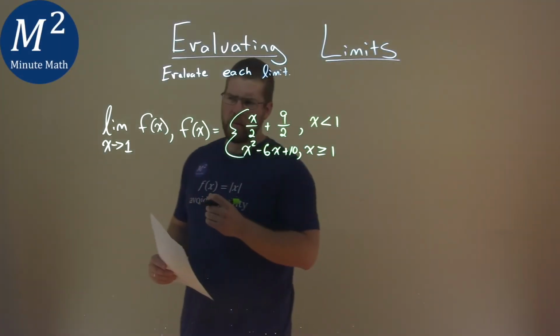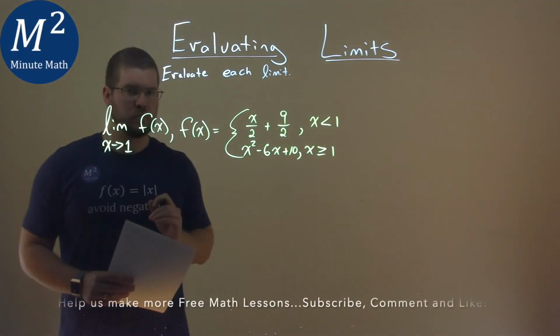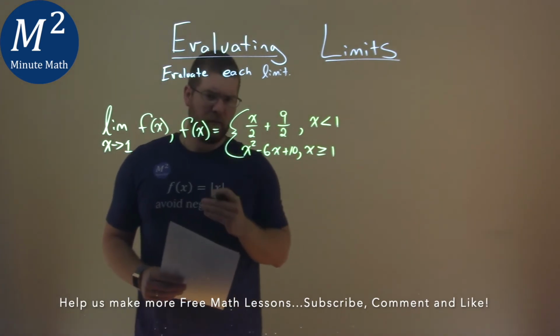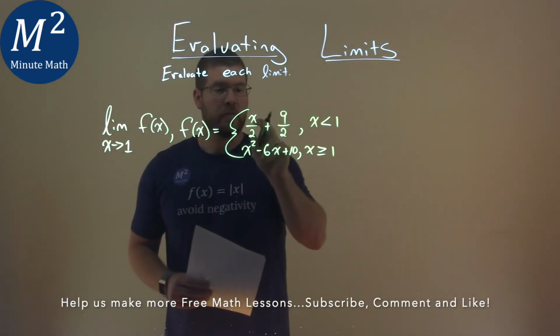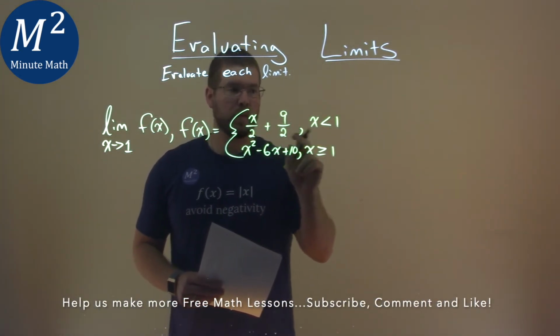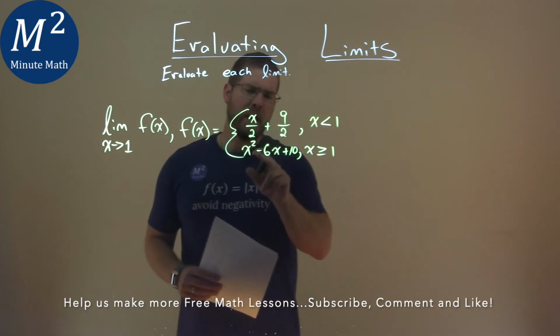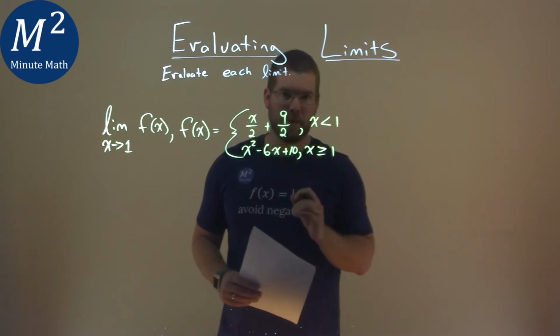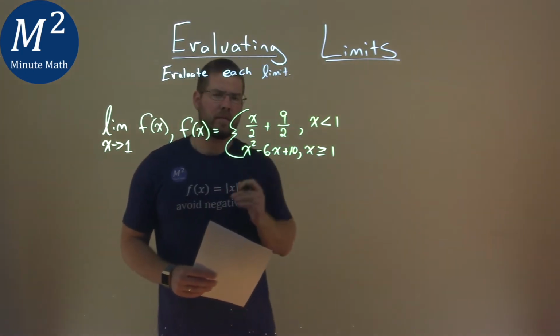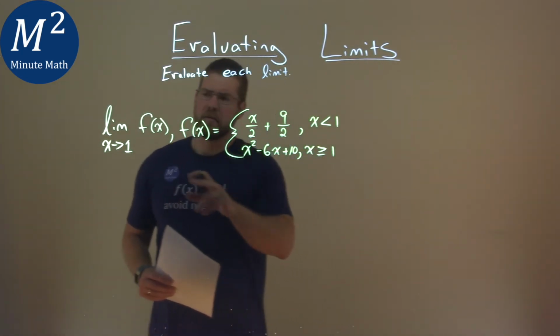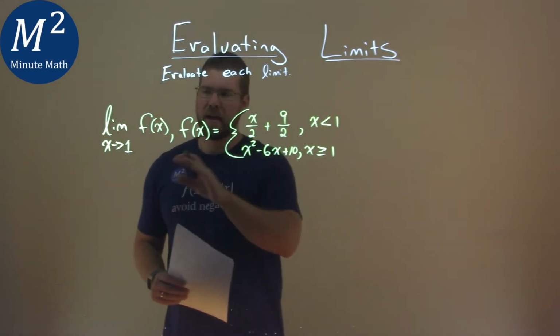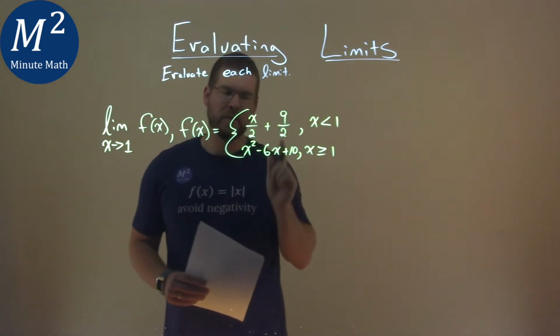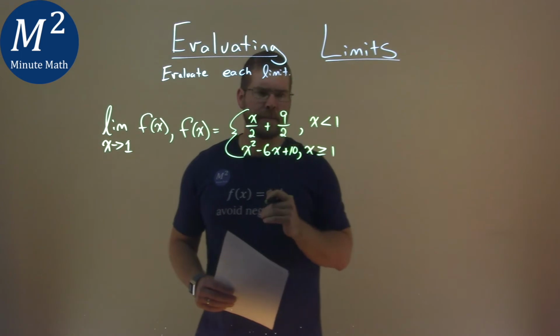We're given this problem right here, the limit as x approaches 1 of f of x. f of x is our piecewise function: x over 2 plus 9 over 2, where x is less than 1, and x squared minus 6x plus 10 when x is greater than or equal to 1. And we have to evaluate this limit. Now what's tricky is here, we can't just plug in x equals 1 right off the bat. Well, in a second. We have to analyze our function here.